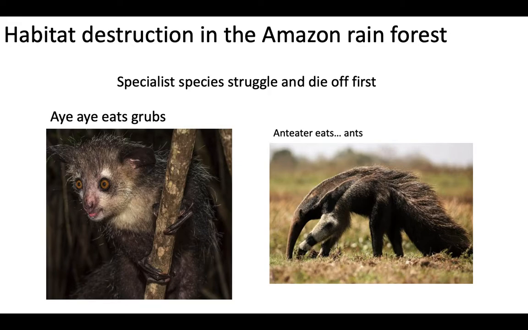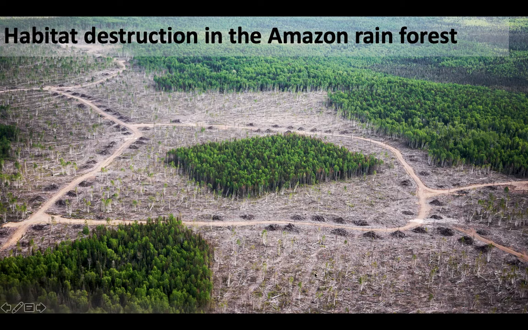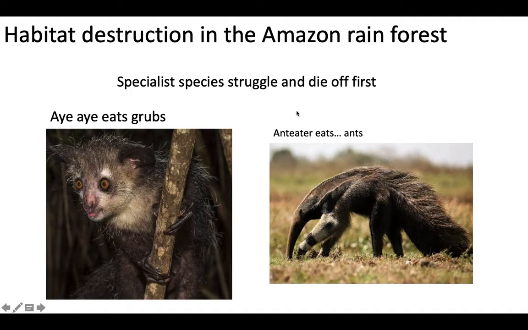So in the Amazon rainforest, what's going to happen when we start losing that habitat biodiversity is that the specialists are going to die off first because they have a very limited range in which they can survive. And if you start messing with that, they're going to struggle quickly. There are species like the aye-aye, which eats grubs only, and the anteater, which obviously eats ants. The second that their habitat is messed with, they're going to have much less real estate where they can live, where they can hunt, and where they can thrive. So they're going to struggle and they're going to die off first.